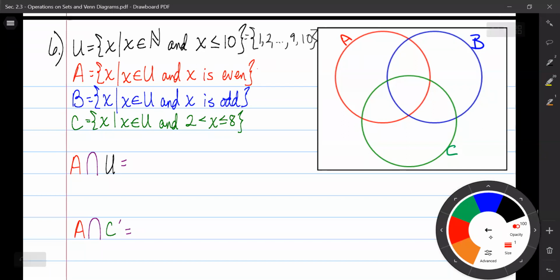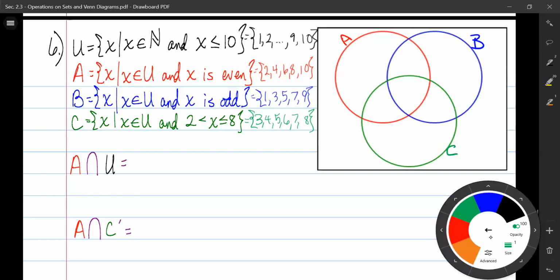So A is 2, 4, 6, 8, 10. And B is 1, 3, 5, 7, 9. And C, like I said, doesn't include 2, so it starts at 3, 4, 5, 6, 7, and it does include 8.